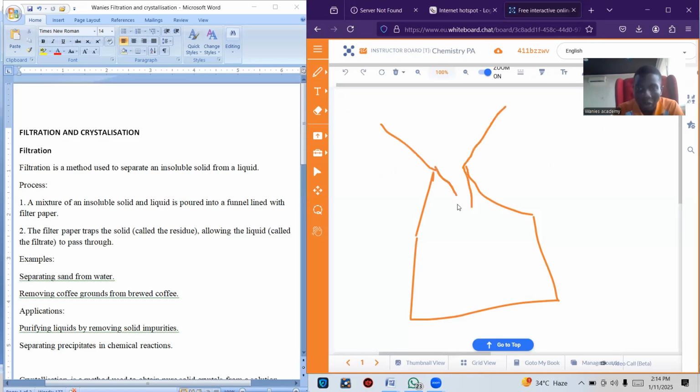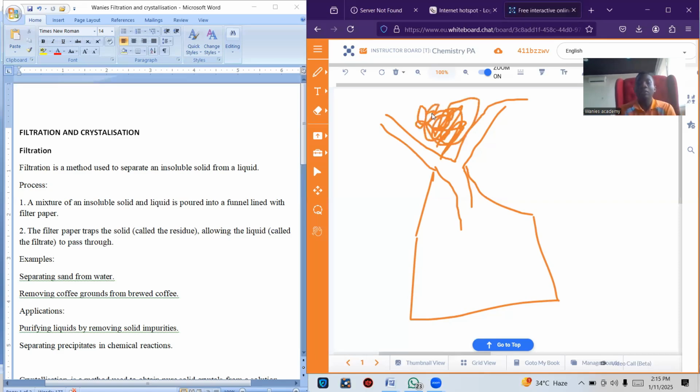We put our funnel inside our conical flask. The filter paper will be folded in the shape of the funnel and placed inside the funnel. Then we pour the mixture of water and sand inside this funnel, or inside the filter paper in the funnel.